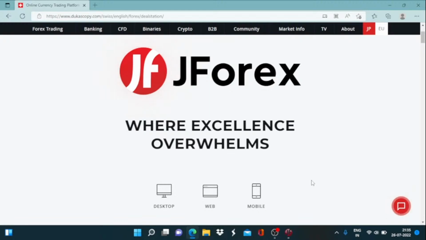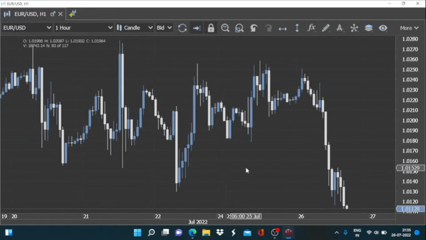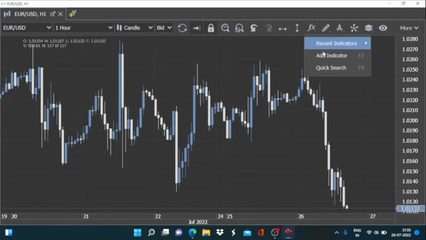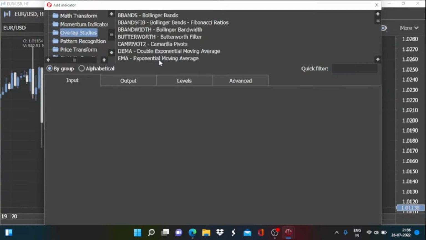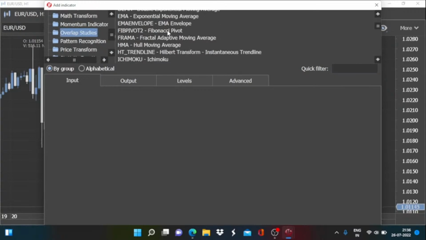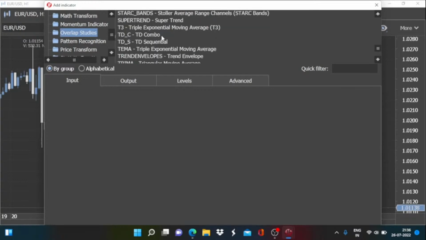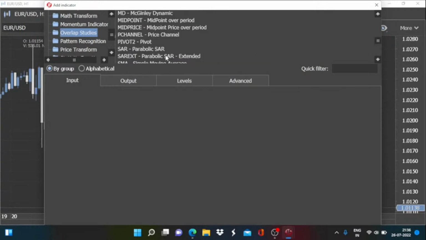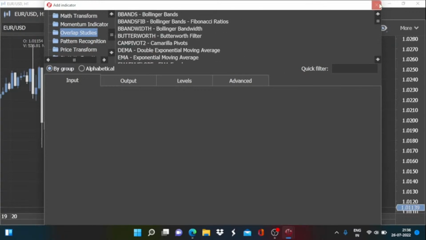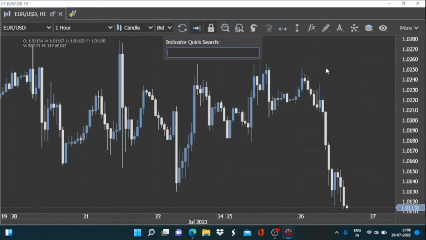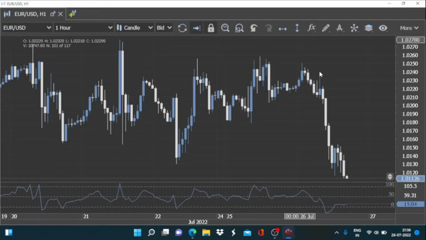For that, we head to the JForex platform, which has been developed by the Dukascopy Bank SA. This is the Euro USD chart of the hourly candle print. Here you can add these indicators by going to the overlap studies, which contains these Bollinger Bands with the extended parameters. Let me check where it is exactly. Alright, if we are unable to find it in the list, we will simply do a quick search. And as the name suggests, quick search is a quick search. So here we get this percent Bollinger Band with extended parameters.